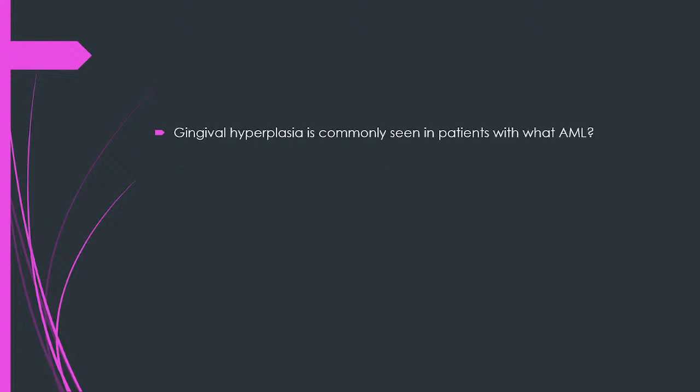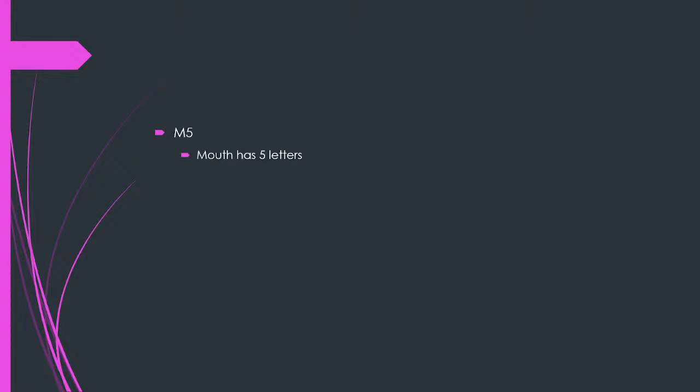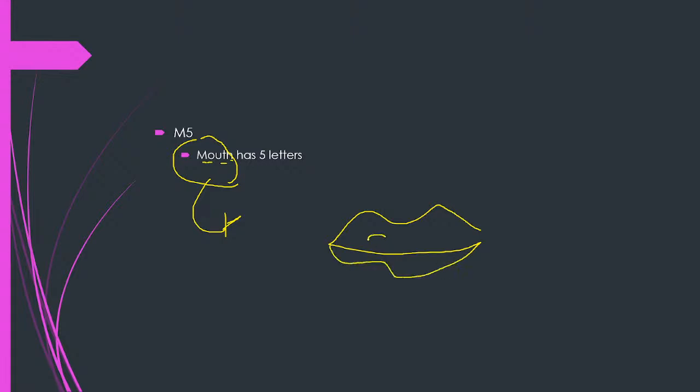Okay, gingival hyperplasia is associated with patients with M5. A good way for you guys to remember this is that there are 5 letters in the mouth. Where is your gingiva? It is in your mouth. Not vagina, guys, gingiva. All right? So the mouth has 5 letters. M5 is the fifth one in the FAB classification.